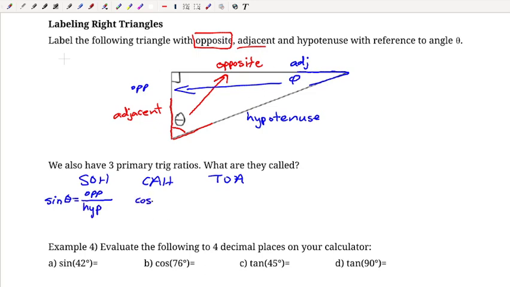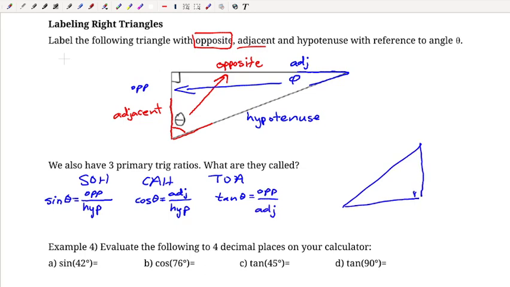C stands for cosine, so cos of an angle is equal to A, adjacent, divided by H, hypotenuse. And TOA stands for tangent of my angle theta, opposite O, over adjacent A. So if I have, here's a random triangle, it has to be a right triangle. Let's say this is angle theta, and I'm looking at 3, 4, and 5 as my sides. So for this triangle, sine of theta, again, sine is opposite over hypotenuse, so opposite is 3, hypotenuse is 5.